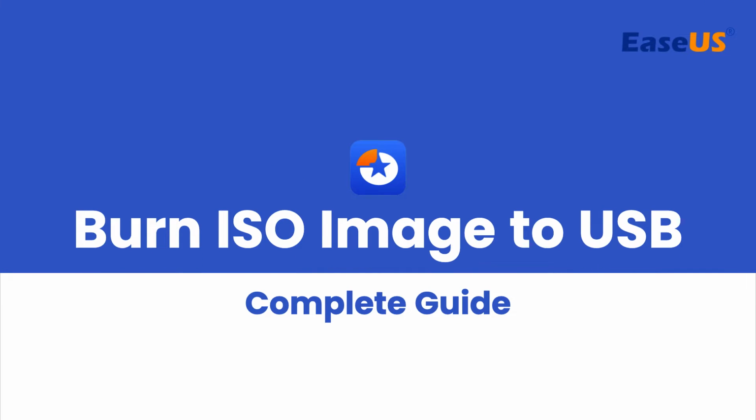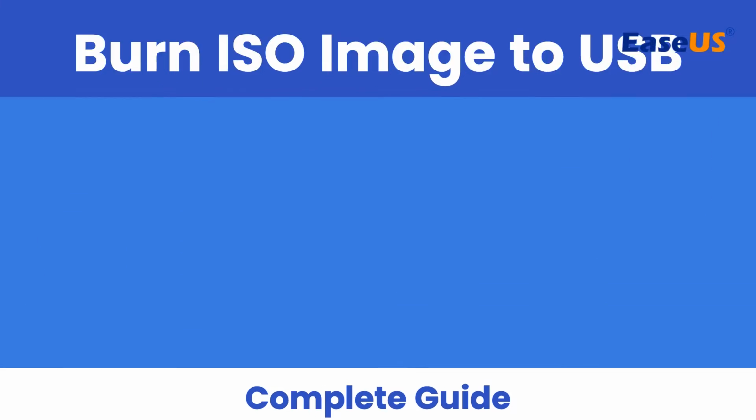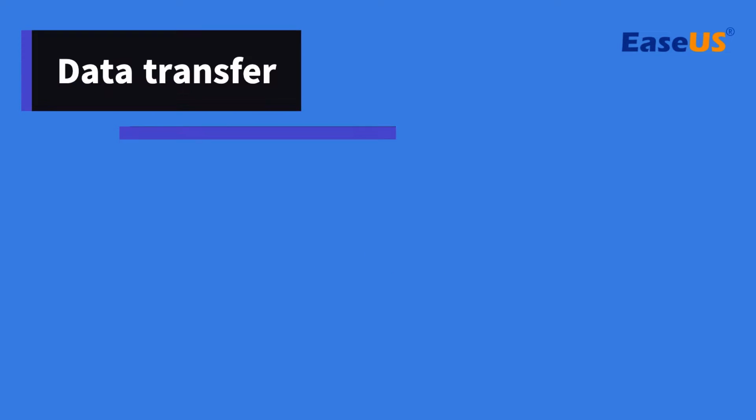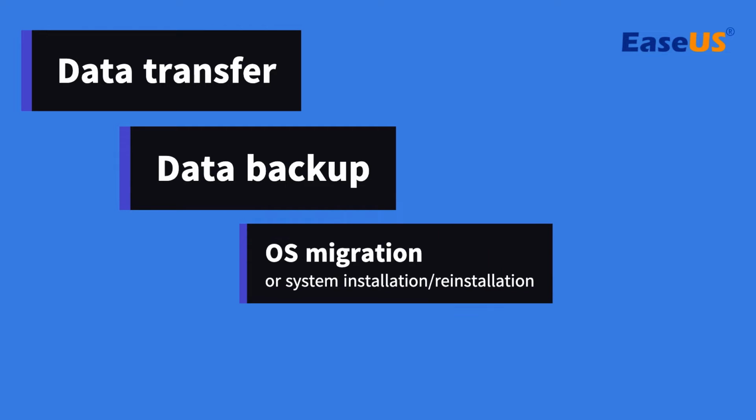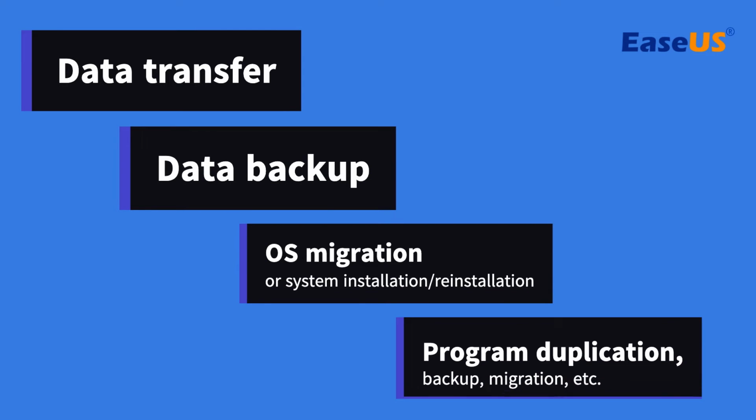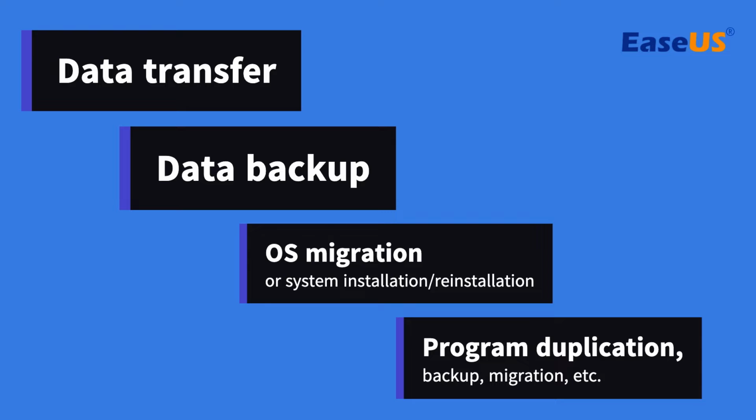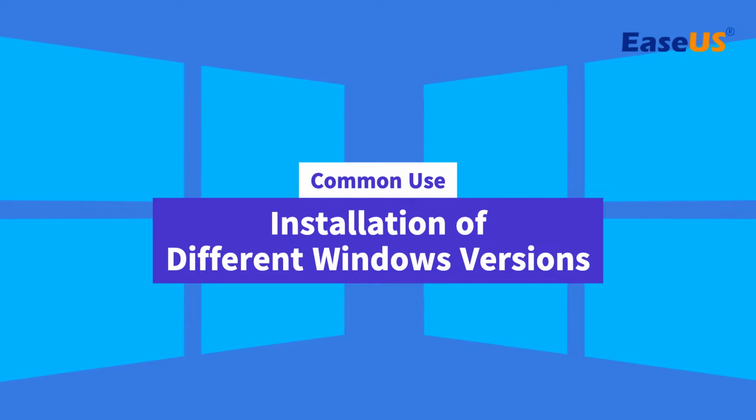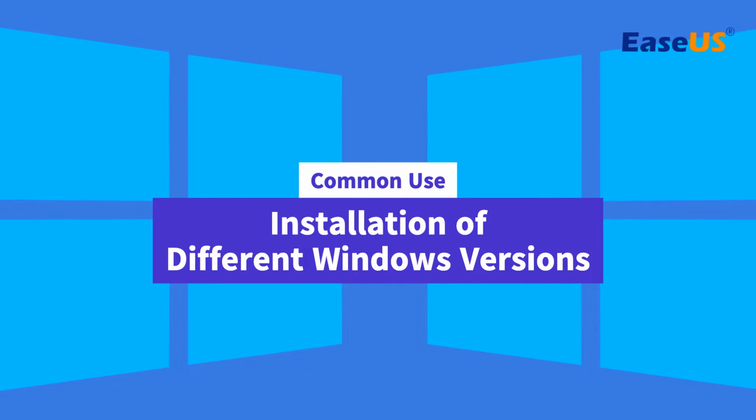In today's video, we will have a complete guide to burning an ISO to a USB drive. An ISO image is a file with all the elements needed to create an OS or program. It can be used for data transfer, data backup, OS migration, system installation, reinstallation, program duplication, and more. A common use is to burn different versions of a Windows ISO image to USB for installation.